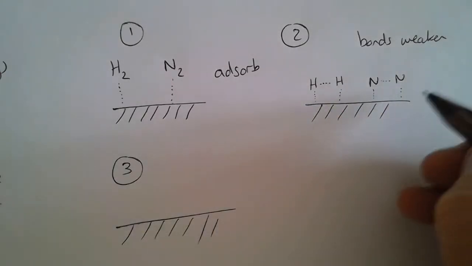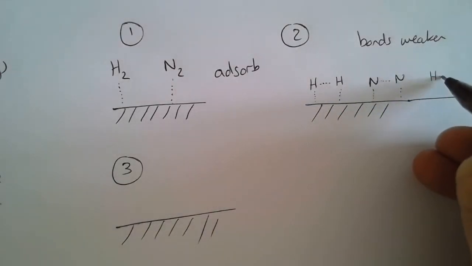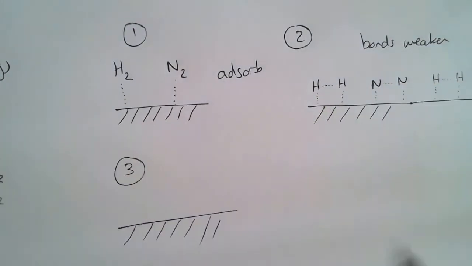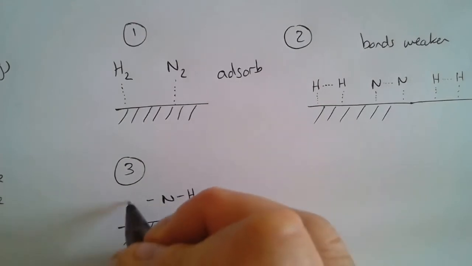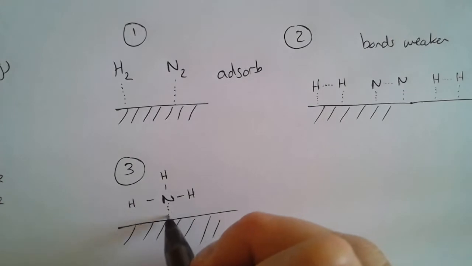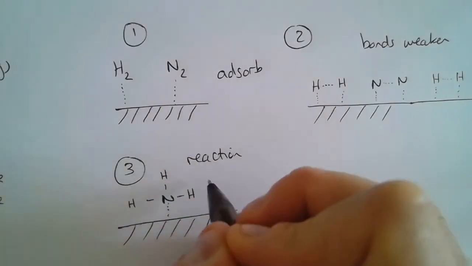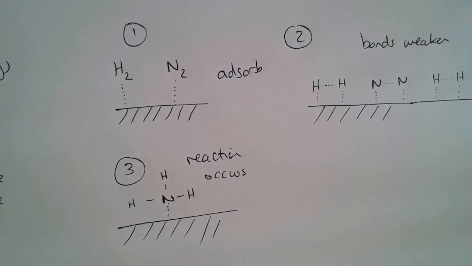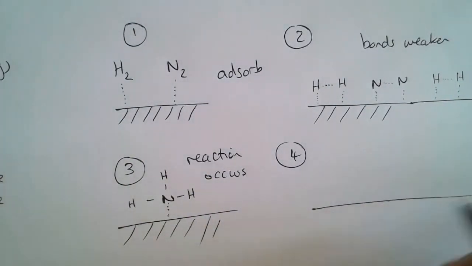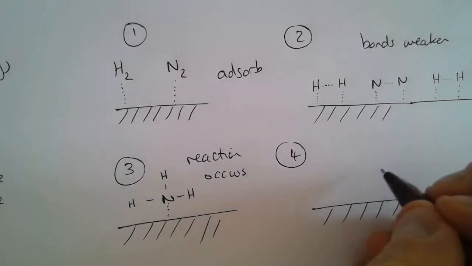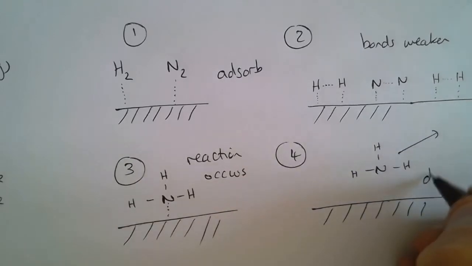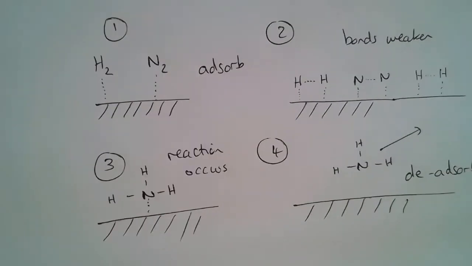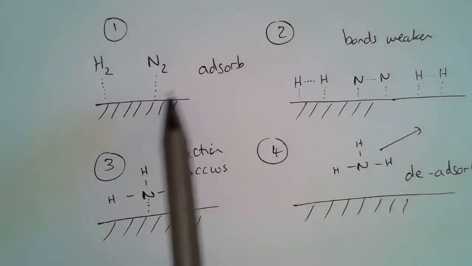Obviously, I haven't drawn enough. I'll do this here actually now. So I'll draw an extra hydrogen in here. Obviously, we'd actually have more molecules sticking to each other. But basically, the reaction takes place. So the weakened bonds mean that a reaction can take place. And then in our final step, the products desorb and move away. So the four steps: reactants adsorb or stick to the surface.